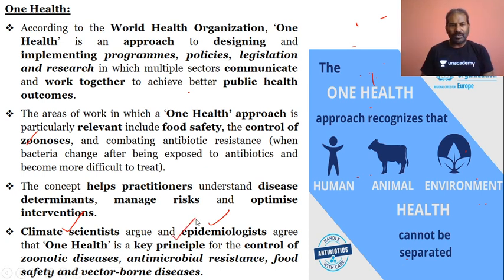It is a key principle to contain or control zoonotic diseases, antimicrobial resistance, and also food safety. As we have discussed, all of it is in regards to designing and implementing programs, policies, and legislations, and then making sure they are relevant to food safety and control of zoonosis. On all these key principles, the climate scientists are arguing a little bit, and epidemiologists are agreeing to the One Health approach of the World Health Organization.